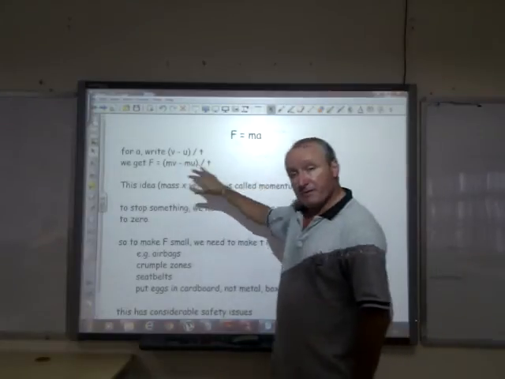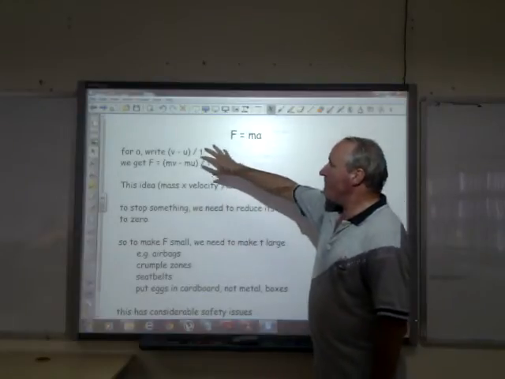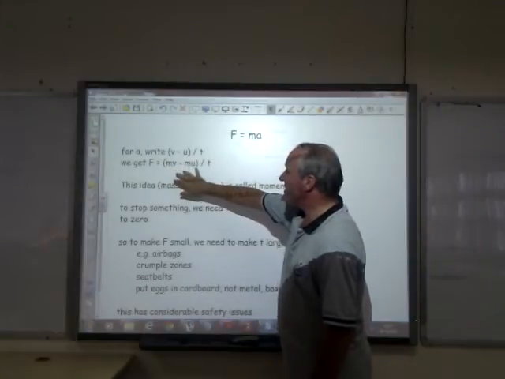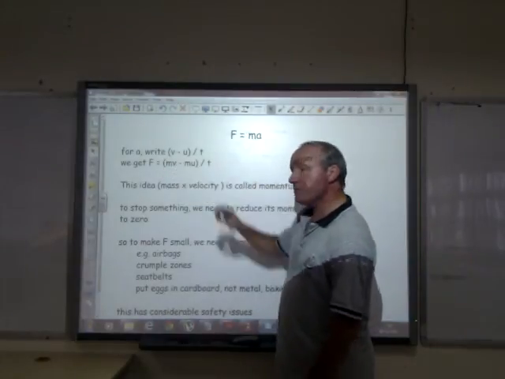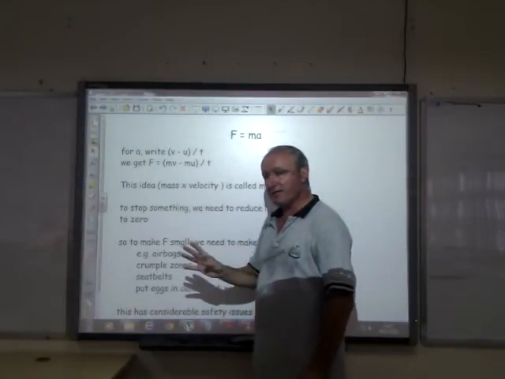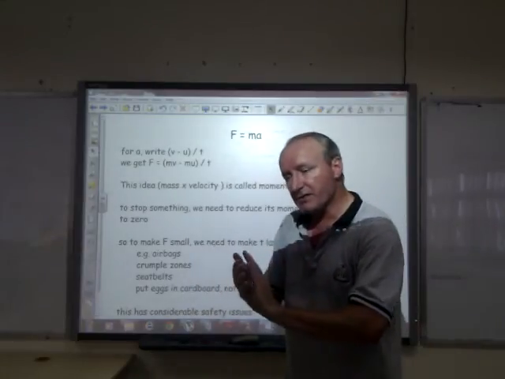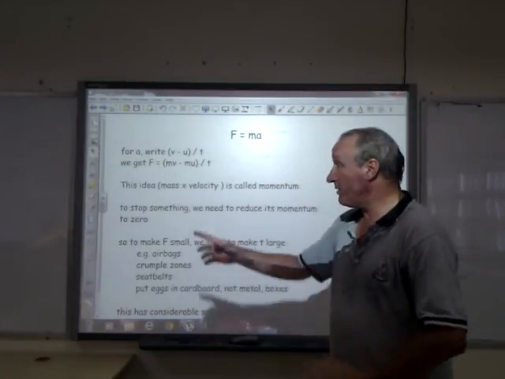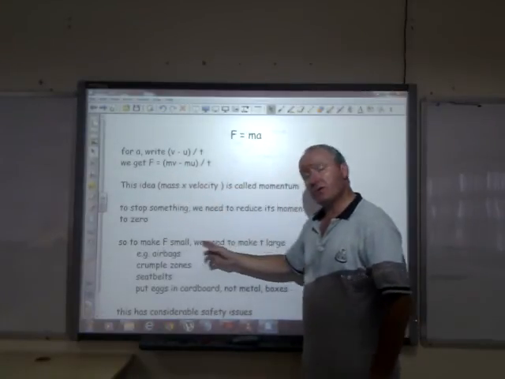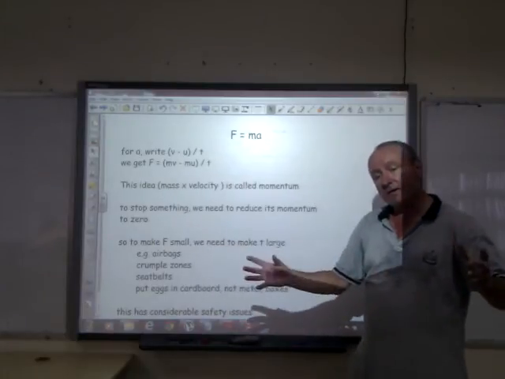What about this business of momentum? The only reason it's in there is really for safety again. You can do a quick rearrangement to get momentum at the end minus momentum at the beginning. What is momentum? Definition: mass times velocity, that's it. If we want to stop something, we've got to take its momentum and reduce it to zero. How do you do that? Well, you apply force for a time. You want the force to be small, you want the time to be big. They're about making the time bigger.